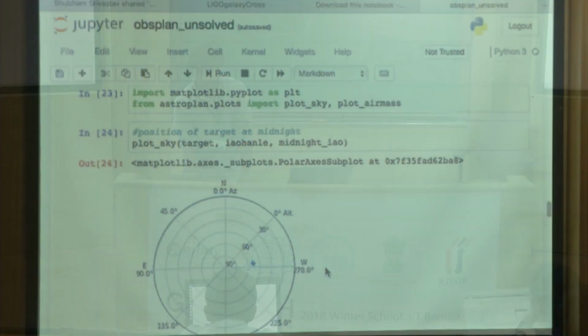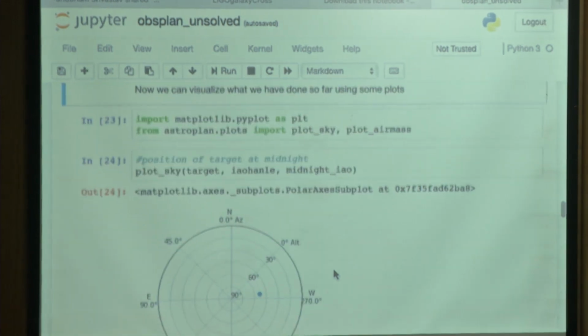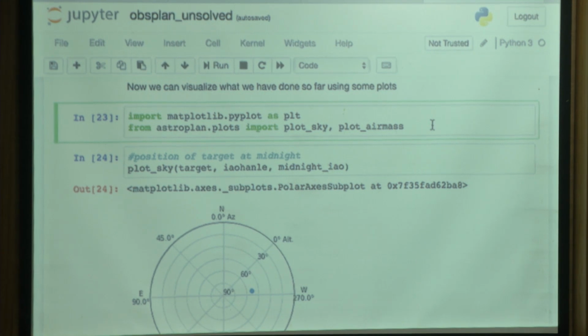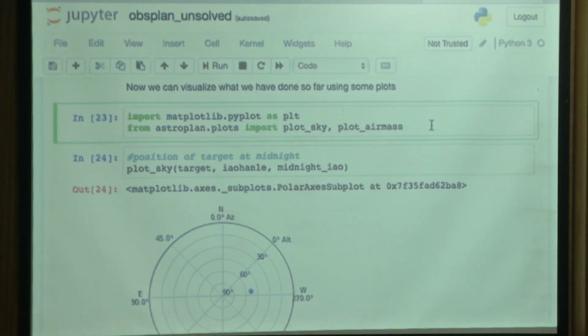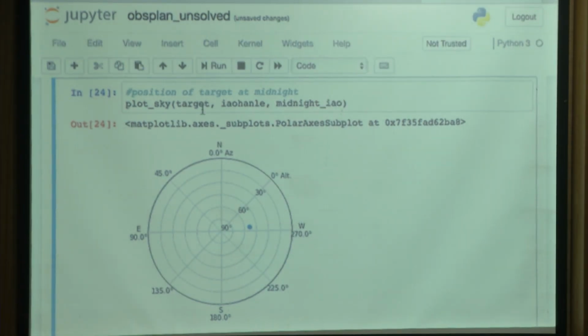So yeah, now let's do some plots to actually look at what we are talking about. Right, so we import matplotlib and a plotting function in Astroplan itself called plot_sky to get us neat sky plots. So this is a sky plot of our target, which is M33, which I defined. You can choose your own target, at Indian Astronomical Observatory at midnight. So this plot tells us the position of our target at the time that we specified. So it is slightly below 60 degrees elevation, and the azimuth is around 270 degrees.